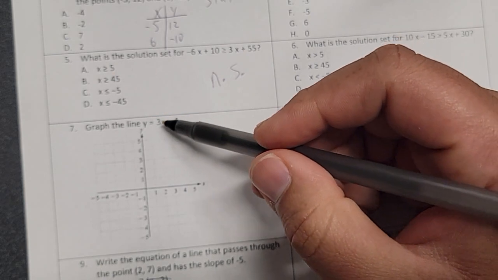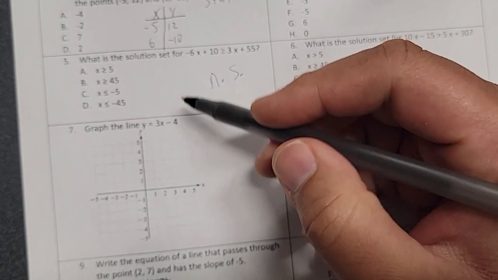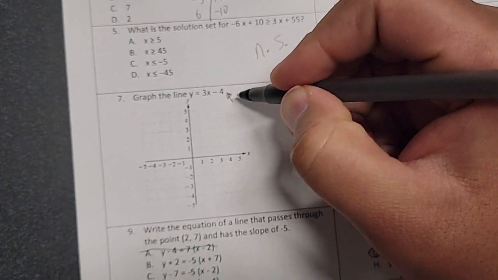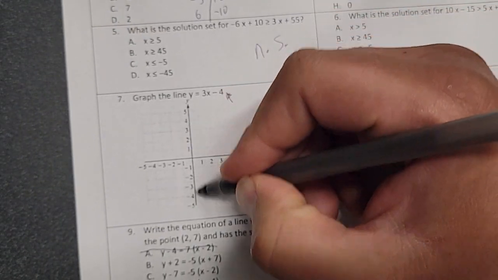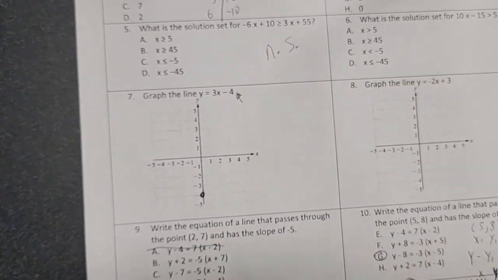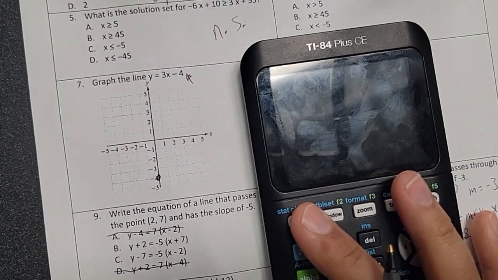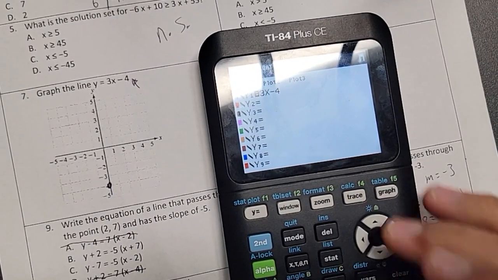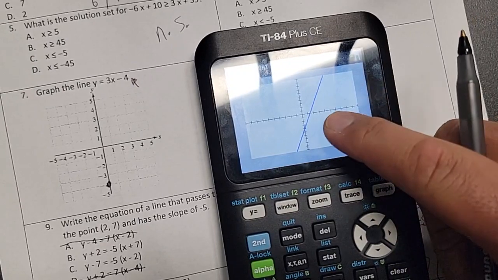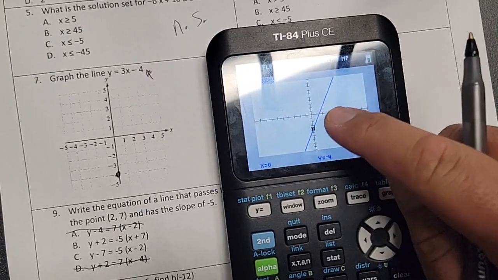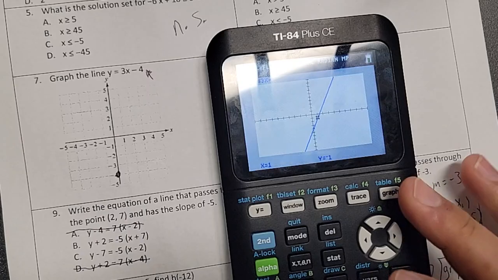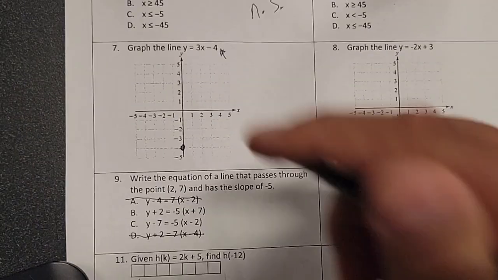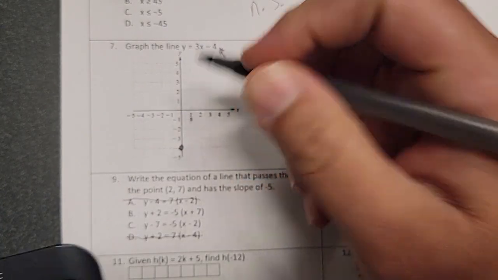All right, graph the line of 3x minus 4. Okay, so this is the most important part right here. Negative 4 is your y-intercept. So here, you're going to start on the bottom. All you need to do is put this in the calculator. 3x minus 4. Push trace, and we're going to get the points. We're going to tell the calculator to tell us what the point for 1 is. If I push 1, enter, so I have 1, negative 1. So 1, negative 1 can tell us a point.